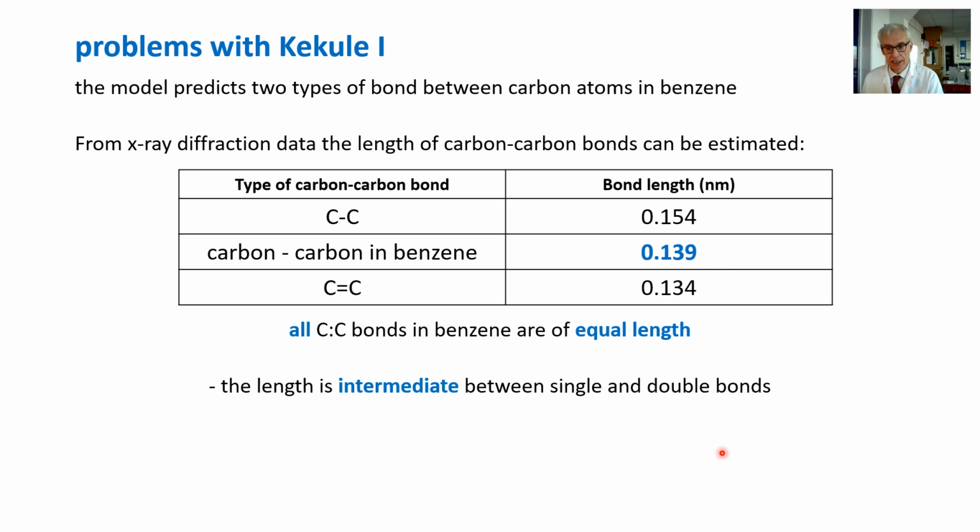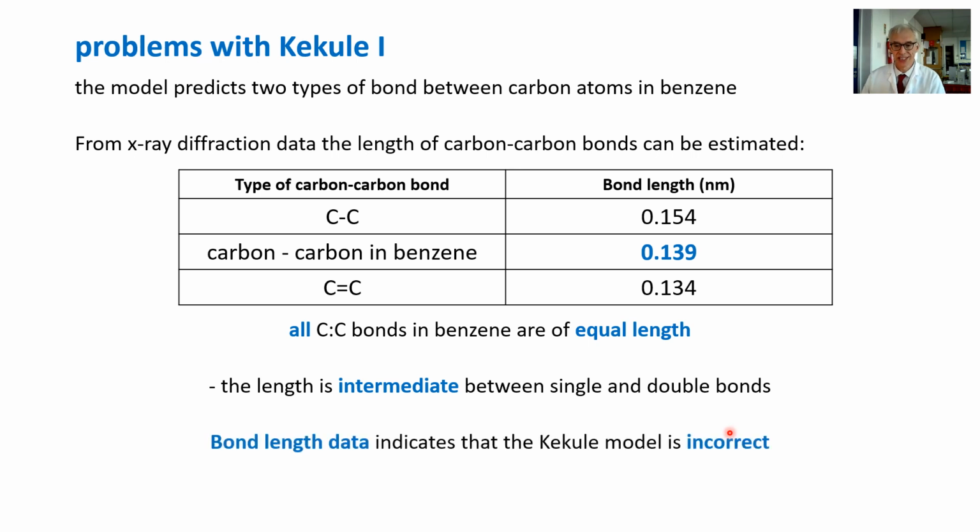That clearly contradicts the Kekule model. So we can state, and you are expected to explain, perhaps in a 6-mark question, that the bond length data indicates that the Kekule model of alternate single and double bonds must be incorrect.